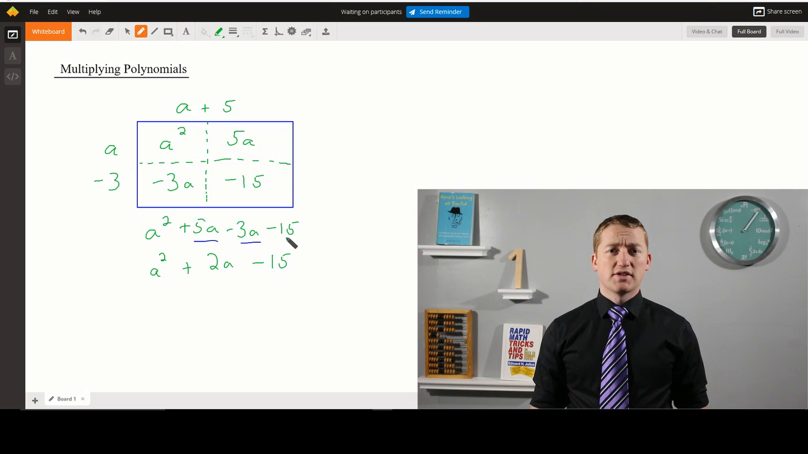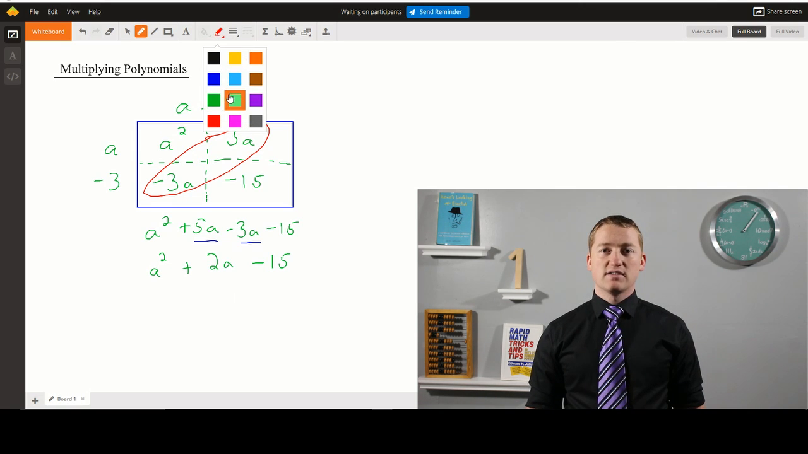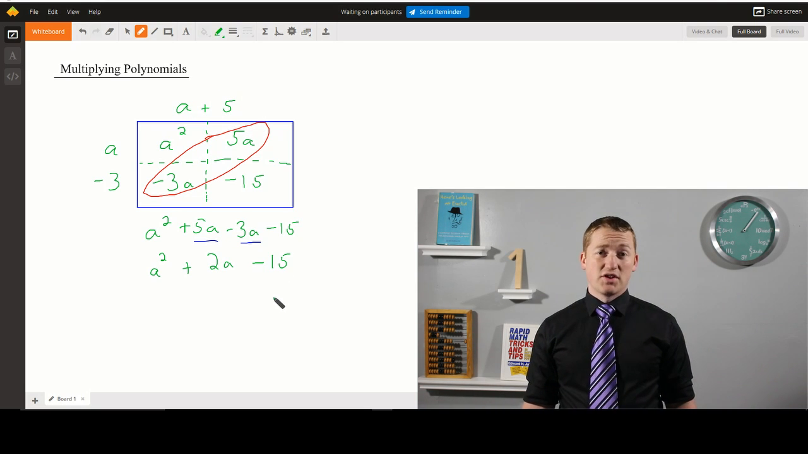A shortcut when you're using this method is instead of writing all of them out and combining like terms, I usually just circle it here. It's usually on a diagonal. So then when I'm writing it, I would just write a squared, and then I would combine the 5a and negative 3a to get positive 2a, and then minus 15. It's just a little quicker, saves like a step, but it's not essential. You can write it all out.